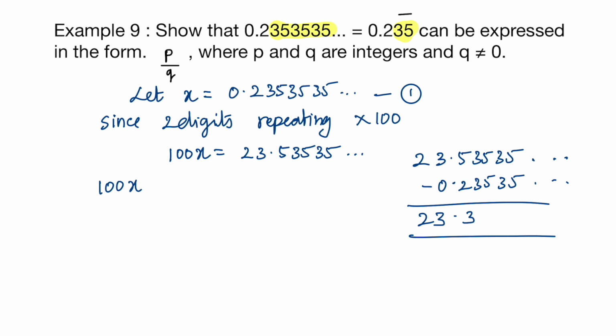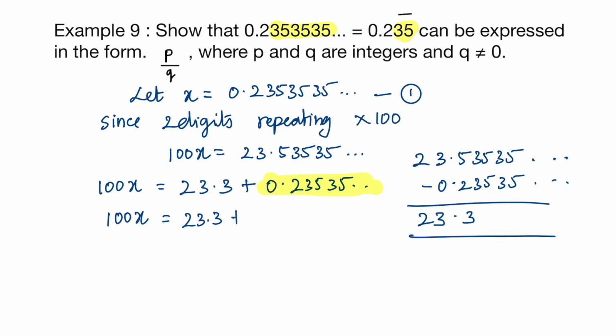Now I am just going to rewrite this in the same way. 100x is equal to 23.3 plus 0.23535. Okay, now we have done this deliberately just to replace this value with x. Now we want to replace this value with x, and that is how we exactly have split it. Now in the next line I am just going to replace it with x. 100x is equal to 23.3 plus x. Now subtracting x on both sides gives you 99x is equal to 23.3.